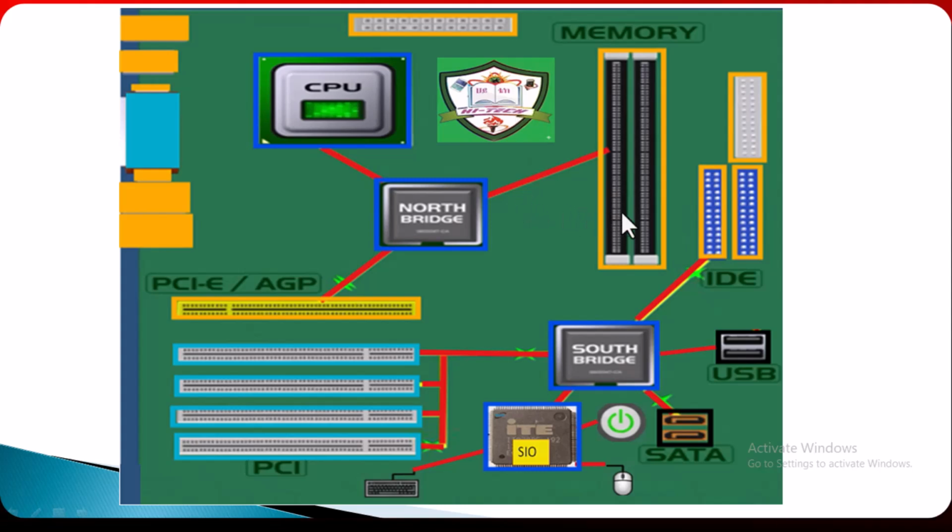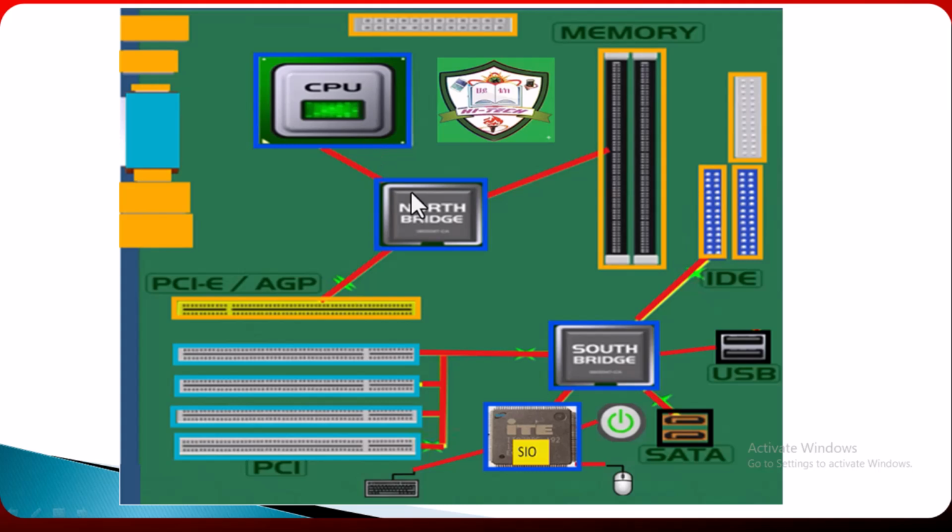So this one is the CPU, Central Processing Unit. This one is the North Bridge. This one is the South Bridge. This one is the SIO chip.